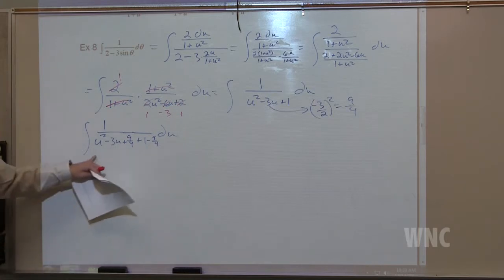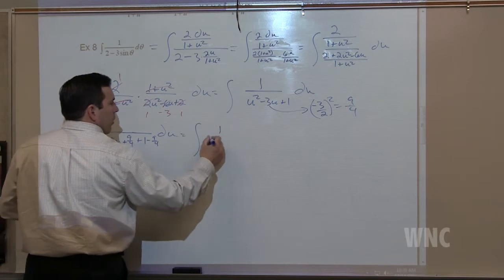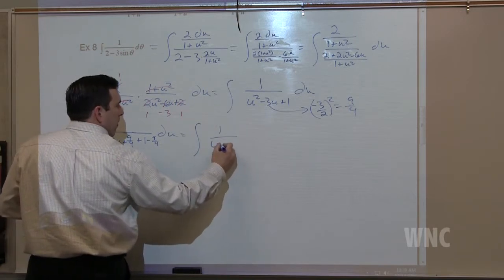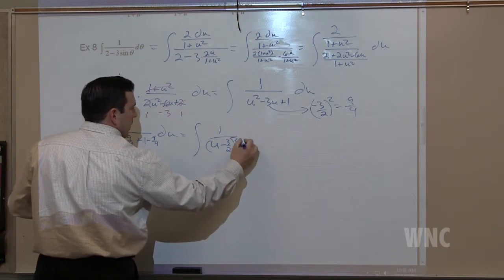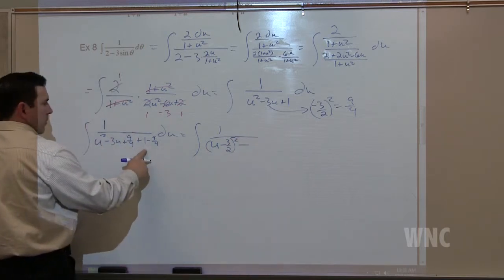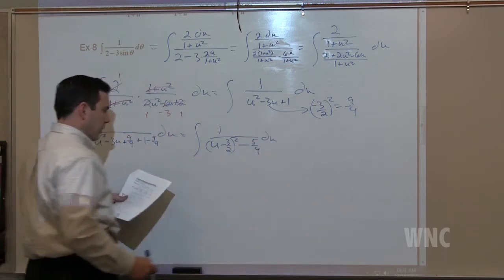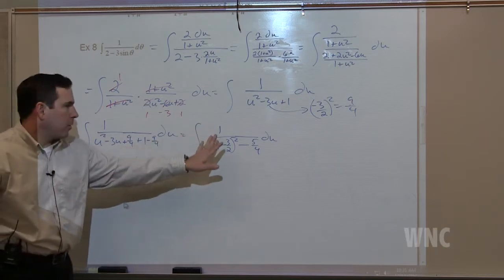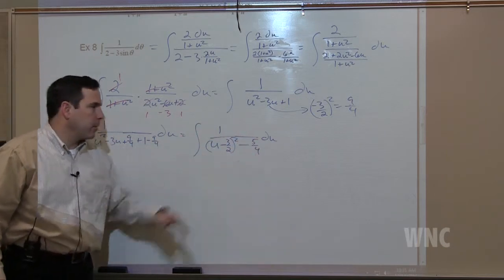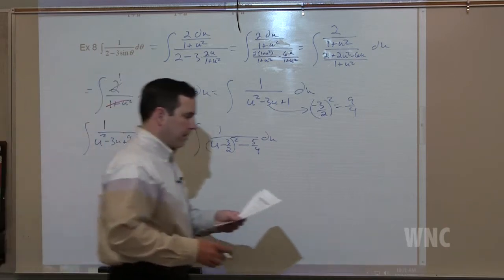Okay, so I'm completing the square down below. It's going to be 1 over u minus 3/2 squared minus 5/4. Okay. So now what we have is 1 over u squared minus an a squared. Let's look for something like that.